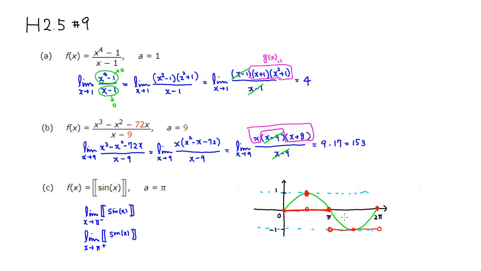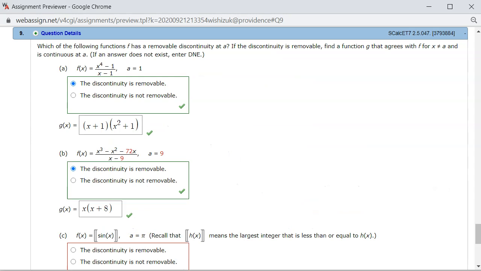So at x equals pi, this function has a gap discontinuity, and the tendency from the left-hand side of pi is going to be 0. And the tendency from the right-hand side is going to be -1, because it's heading toward -1 here, all right? So therefore, the limit doesn't exist there, so it's not removable, because there's a gap there, so you can't remove it. All right, so let's answer that.